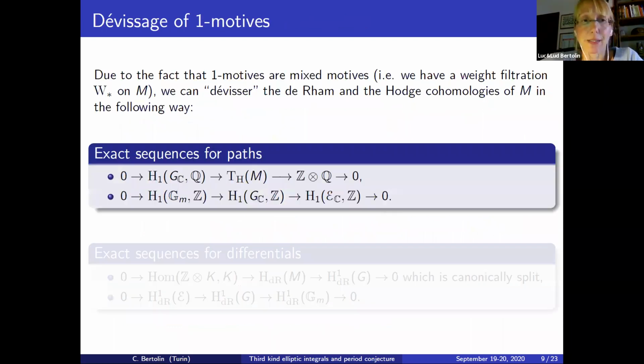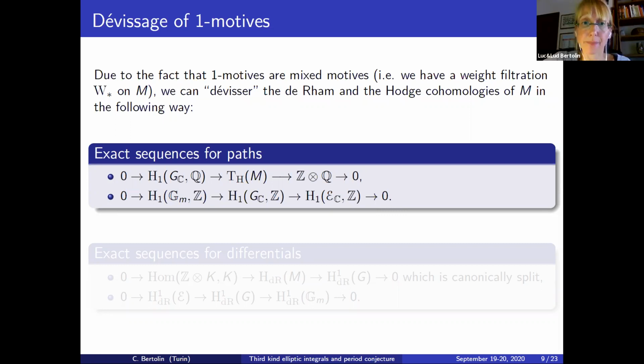So the construction of a 1-motif is a mixed motif. That means that it has a weight filtration, which is not trivial. As you can observe, a 1-motif is constructed starting from an elliptic curve, a torus, and a Z. So in the cohomology of a 1-motif, you should also recognize the cohomology of the elliptic curve, the cohomology of the torus, and the cohomology of Z.